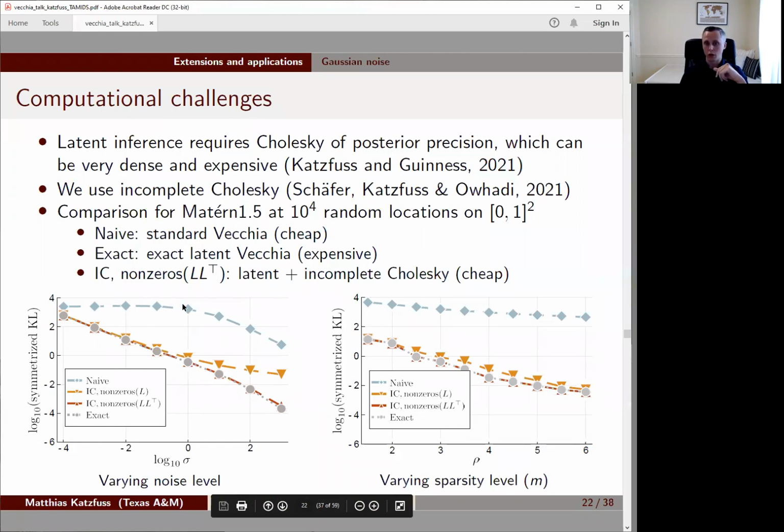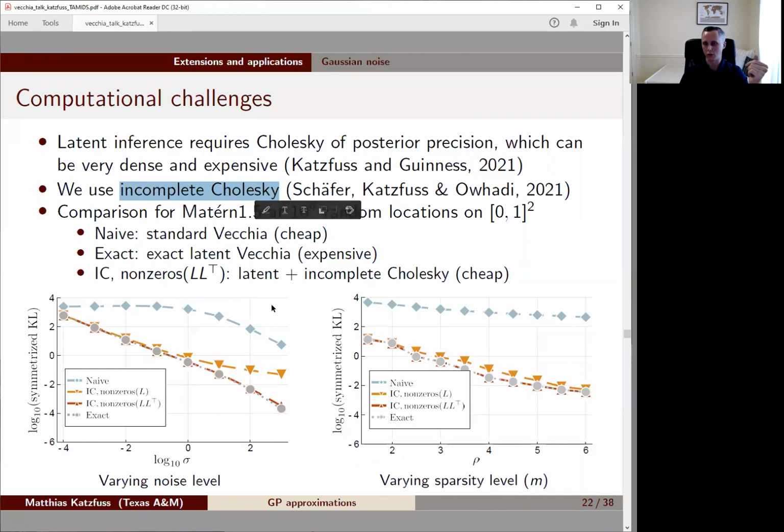And what you can see, what we call here naive in this figure, that's just the standard Vecchia. So this is cheap, but very bad approximation. What we would really want is this exact latent Vecchia in gray. This is much more accurate. But again, this is potentially very, very expensive. But if we apply this additional incomplete Cholesky approximation, we get this red line. And so we get a very cheap approximation that's almost exactly the same as the gray line. So it's almost as good. And there's basically almost no additional error due to this incomplete Cholesky factorization. And so that's what we propose to do in this setting where we have a Gaussian process observed with Gaussian noise.